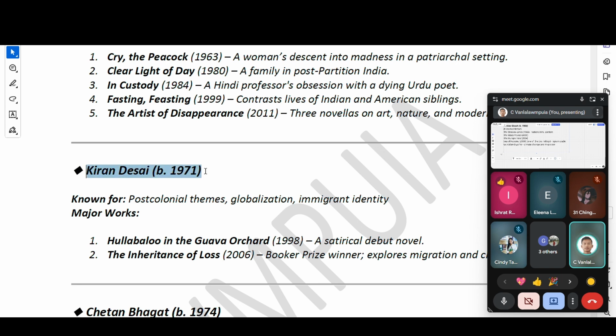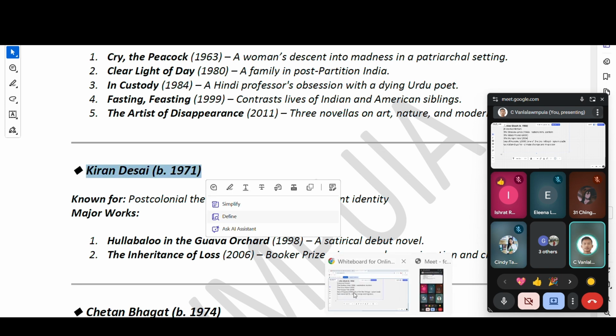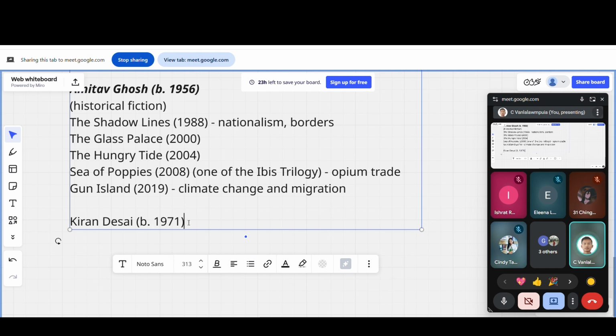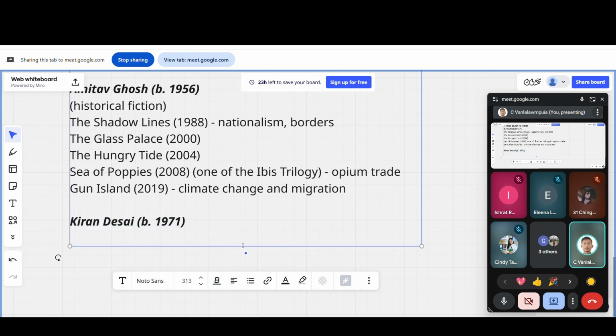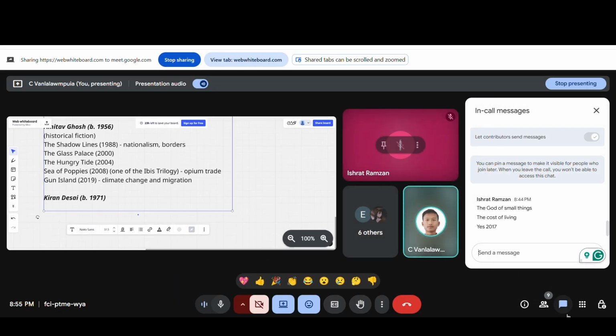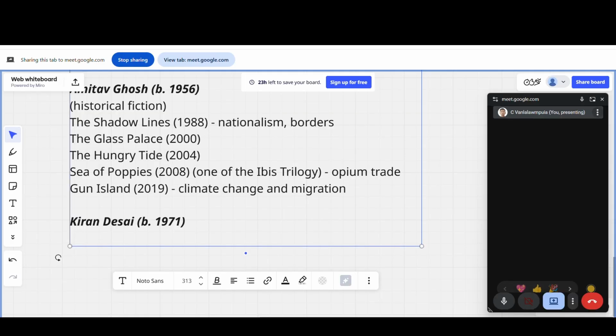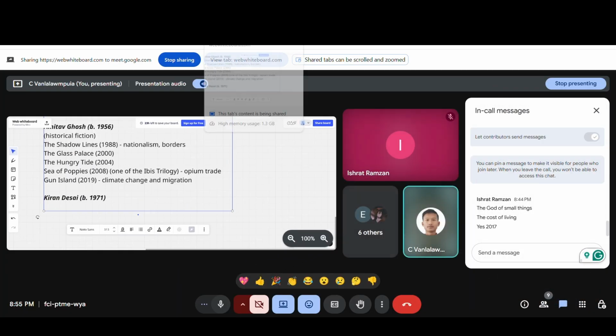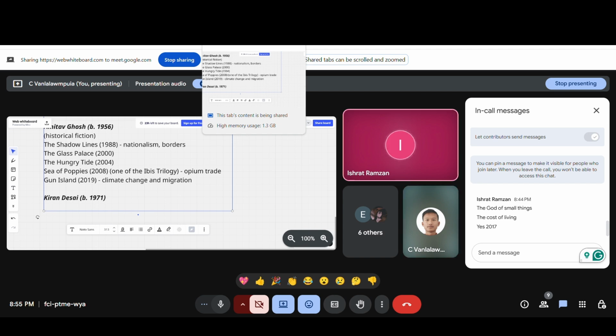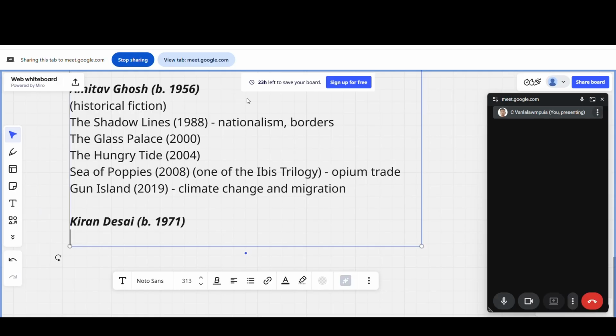Who knows Kiran Desai? Anyone know Kiran Desai? Is it a boy or a girl? Say. Don't Google. Girl, larki.